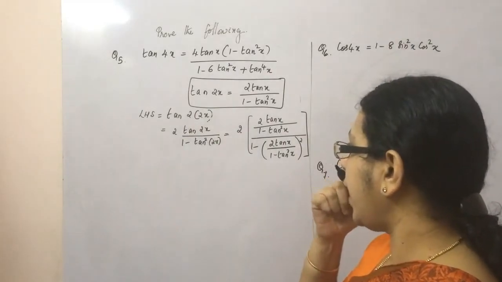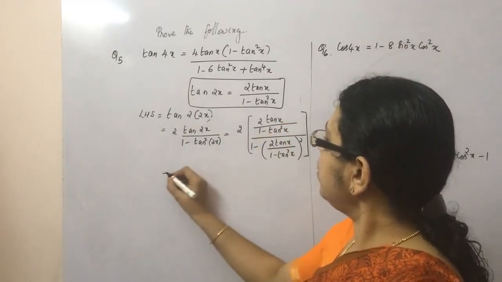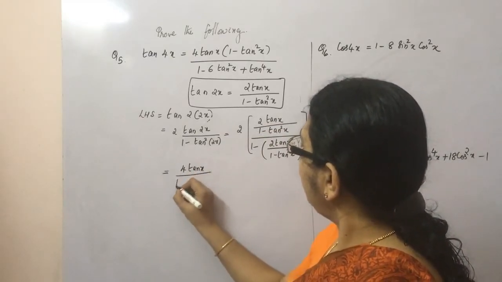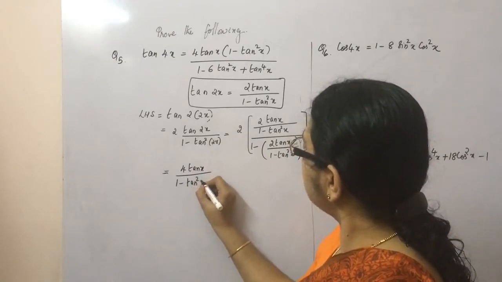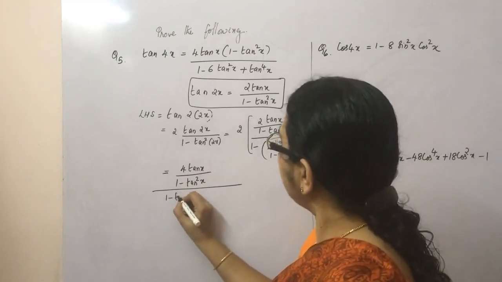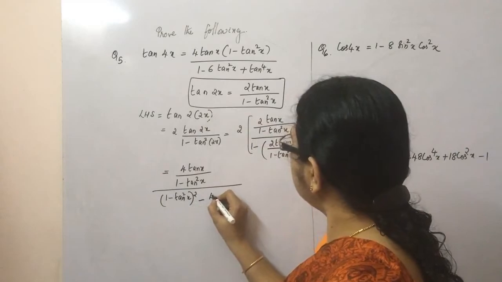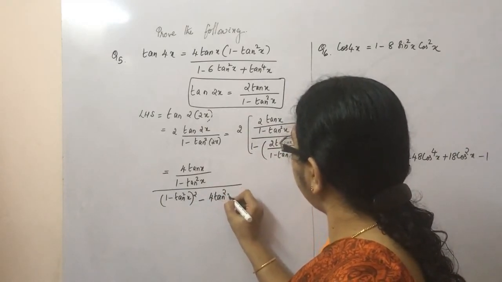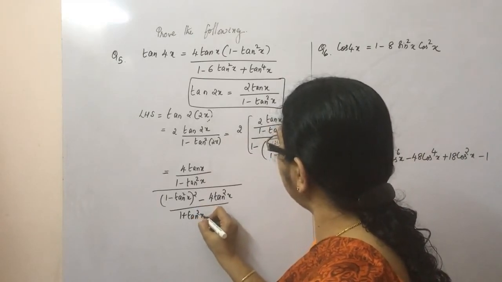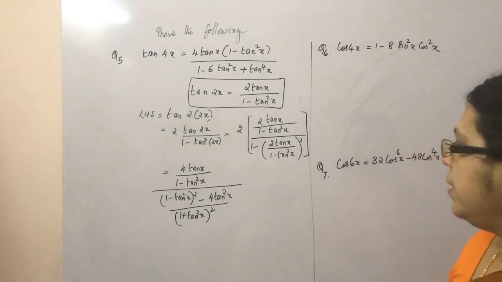Further, I wrote for tan 2x. I substituted for tan 2x in this expression. Now 2 into 2 gives me 4 tan x by 1 minus tan squared x the whole divided by, can I write this as, 1 minus tan squared x the whole square minus 4 tan squared x the whole divided by 1 plus tan squared x the whole square. I just cross multiplied the denominator.